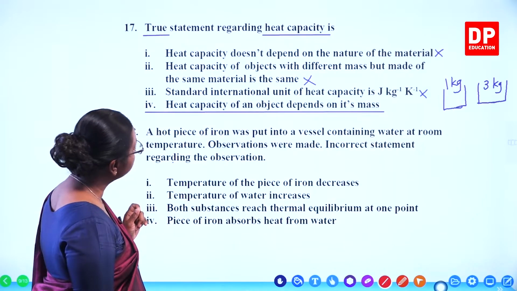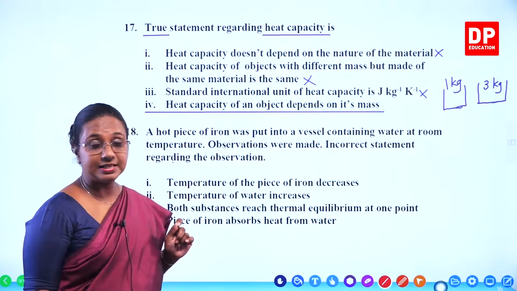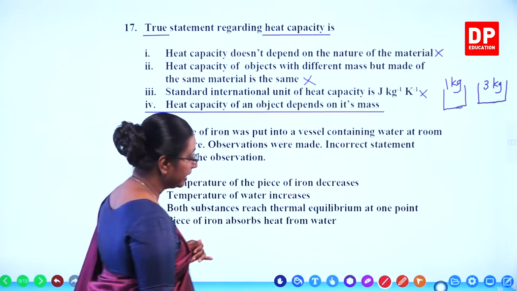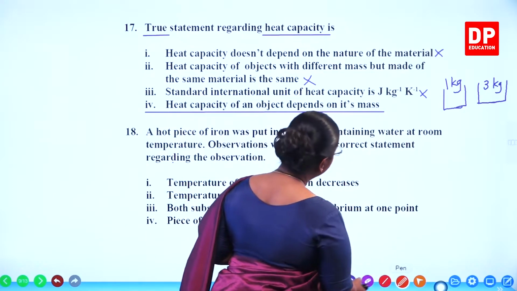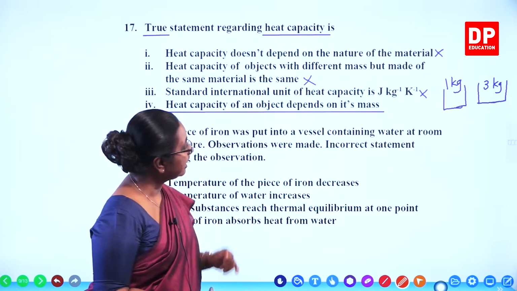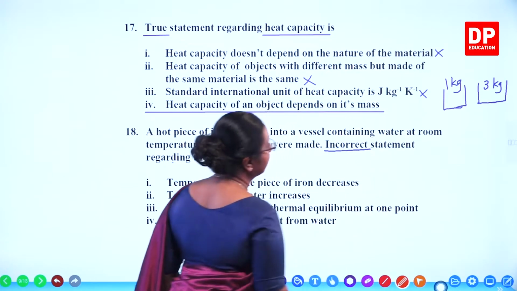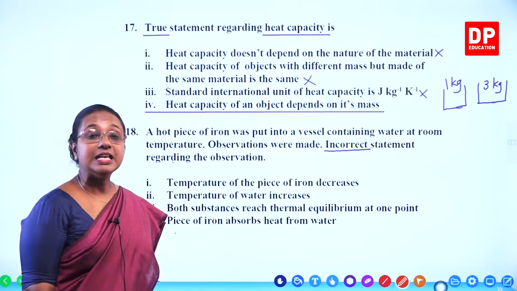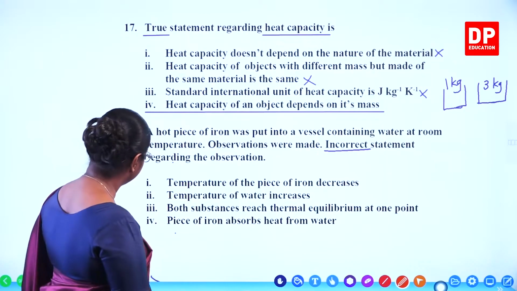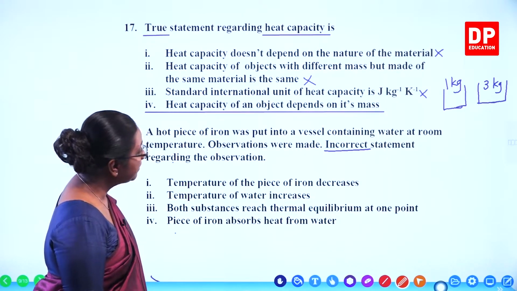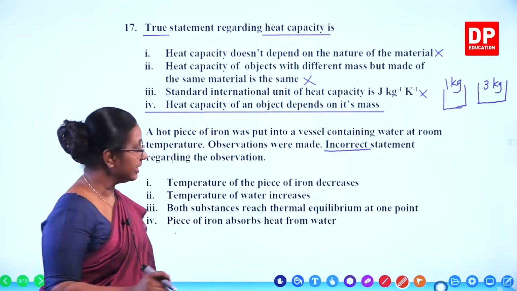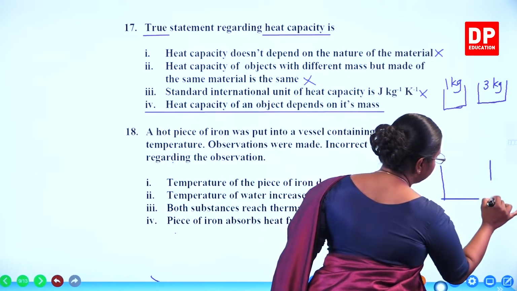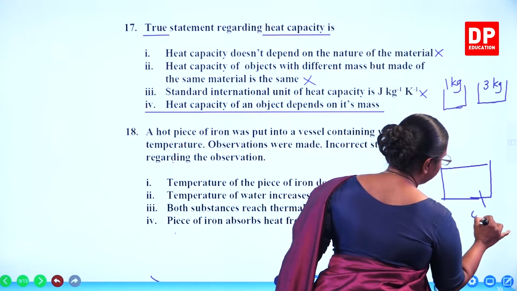A hot piece of iron was put into a vessel containing water at room temperature. So, there is a container with water at room temperature, and here also you need to select the incorrect statement regarding the observation. Temperature of the piece of iron decreases. That is correct. We have done this activity, students. You can remember we have water at room temperature.